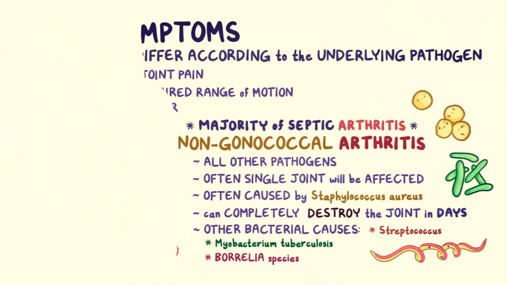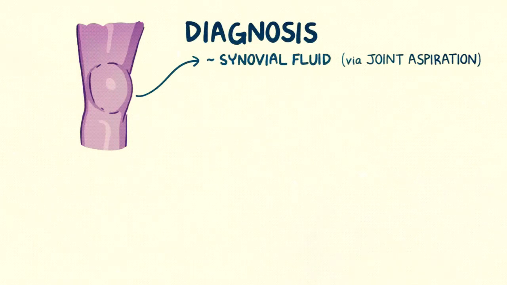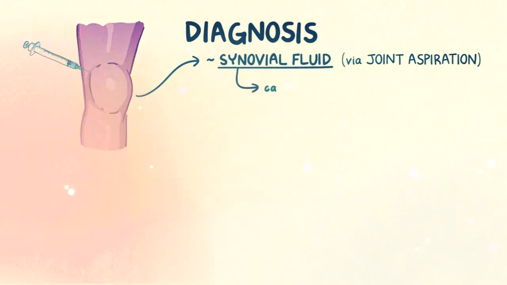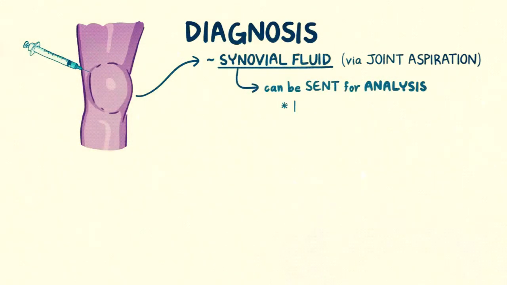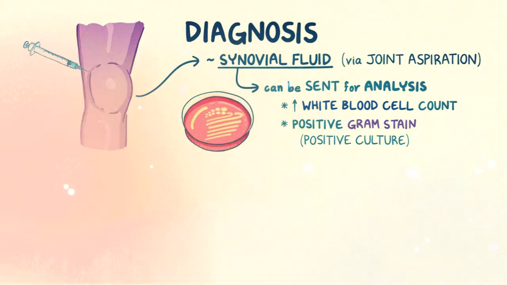Diagnosis of septic arthritis starts with obtaining synovial fluid from the joint, which is done by doing a joint aspiration, where a needle is placed into the joint and fluid is aspirated or drawn out. That synovial fluid can be sent out for analysis, and typically there's a high white blood cell count, positive gram stain, or a positive culture, which identifies the exact cause.